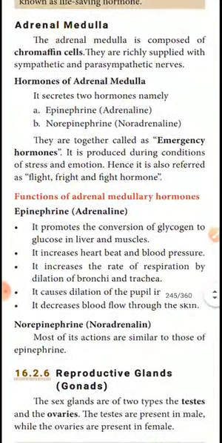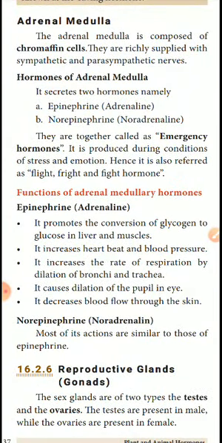The adrenal medulla is mainly a hormone-secreting gland. It is very richly supplied by sympathetic and parasympathetic nerves, and it is composed of one cell type, the chromaffin cells. Underline that, one mark. It secretes two hormones.